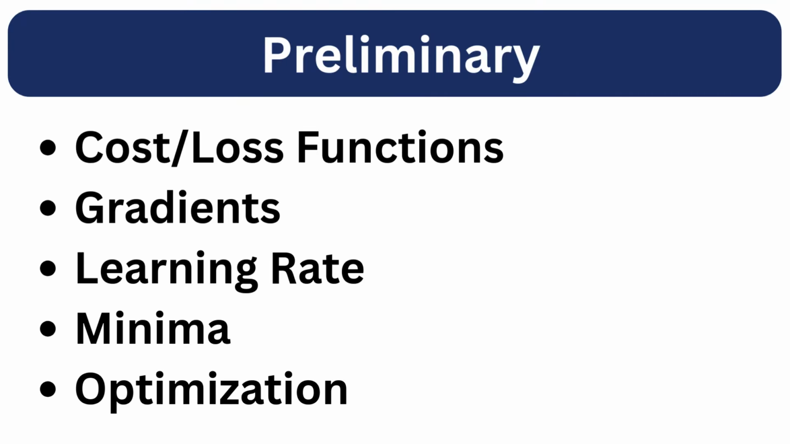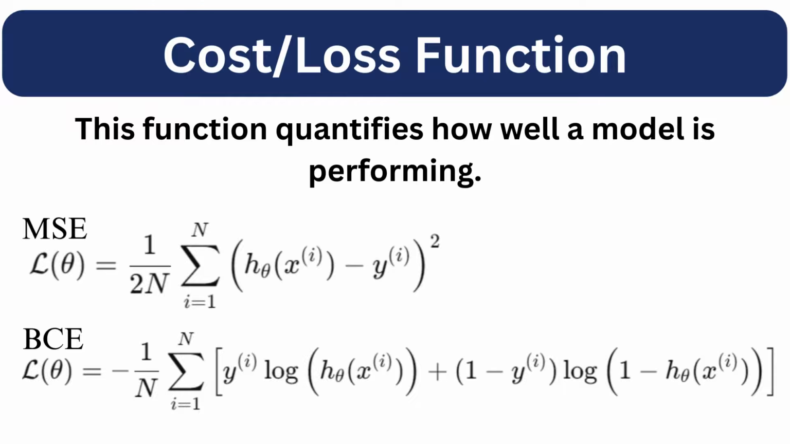Before we enter into the optimization algorithm or gradient descent, first we need to understand these things. First, what is the loss or the cost function? What are gradients? What is learning rate? What is minima? And what is optimization process? So let's start discussing them one by one. First, let's talk about the cost function.